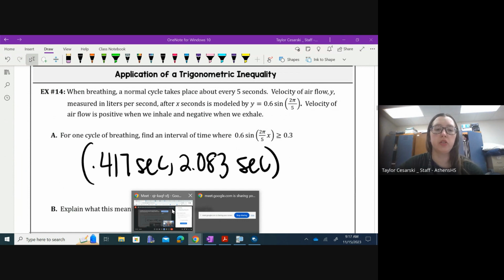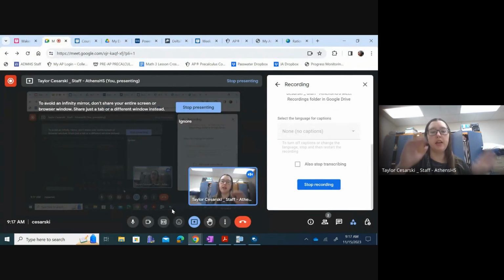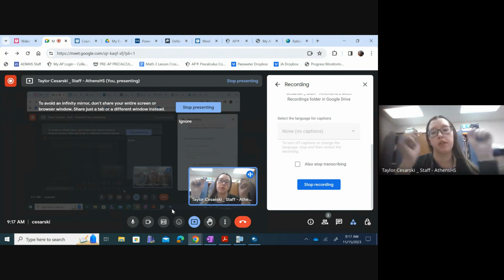So a lot of this is just review of the first part of 3.10, but then it's also adding, can we use our calculator to find those intersection points to find when it's greater than or less than.